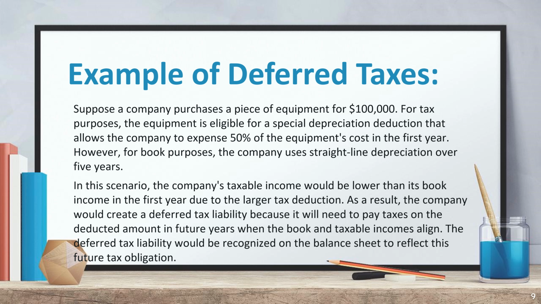In this scenario, the company's taxable income would be lower than its book income in the first year due to the larger tax deduction. As a result, the company would create a deferred tax liability because it will need to pay taxes on the deducted amount in future years when the book and taxable incomes align. The deferred tax liability would be recognized on the balance sheet to reflect this future tax obligation.